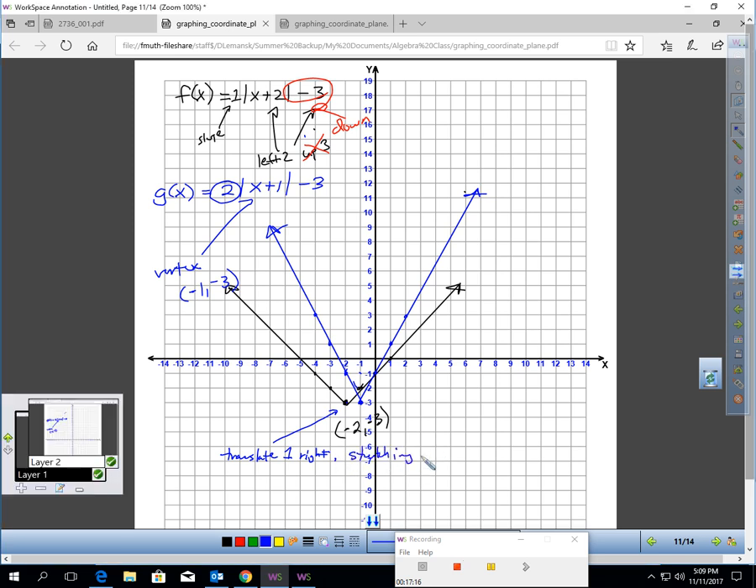Okay? Stretching the graph. Let's get our domain and range. Our domain for these graphs, both of them would be all reals. We can plug in anything for x. The range, well, we can get that real quick too. Do you notice everything for y is negative 3 or higher? So my range is y greater than or equal to negative 3.